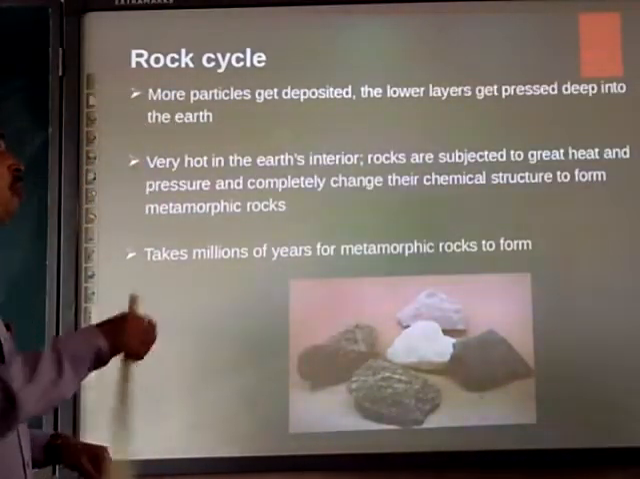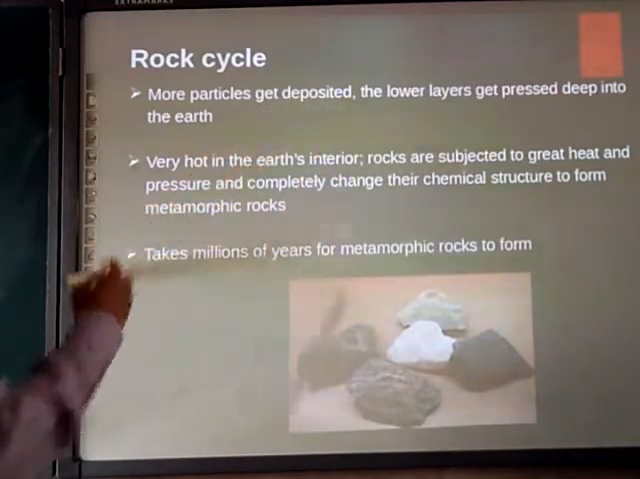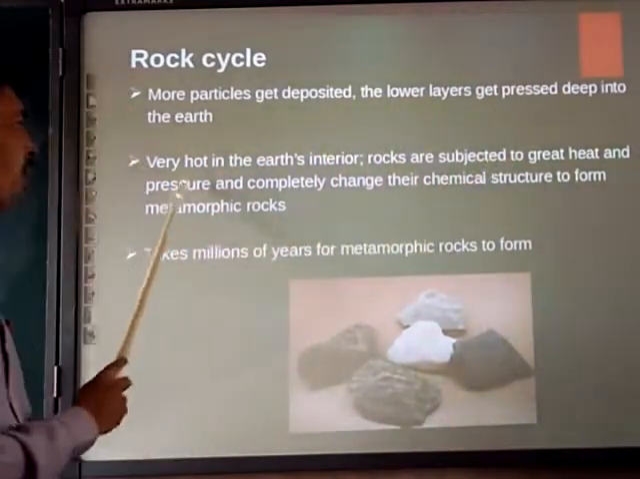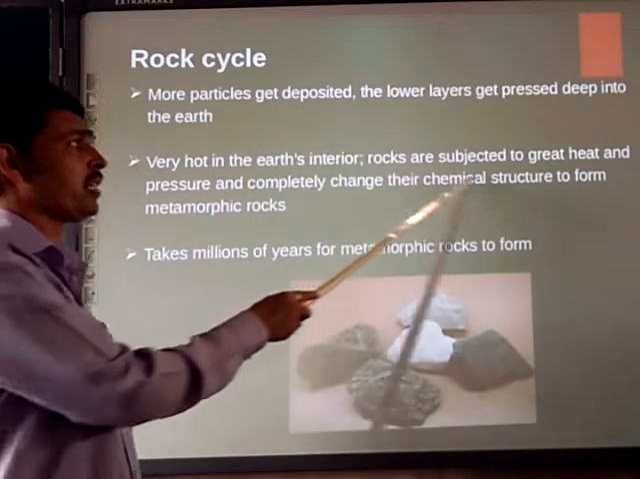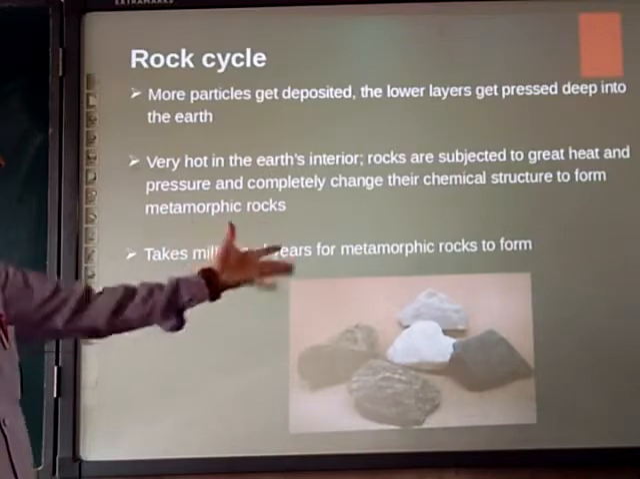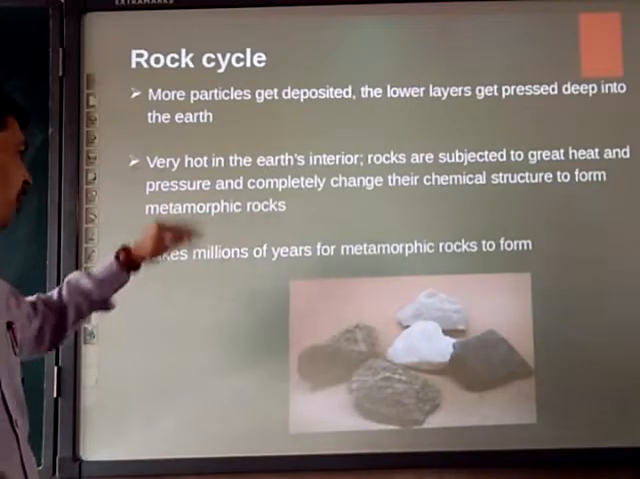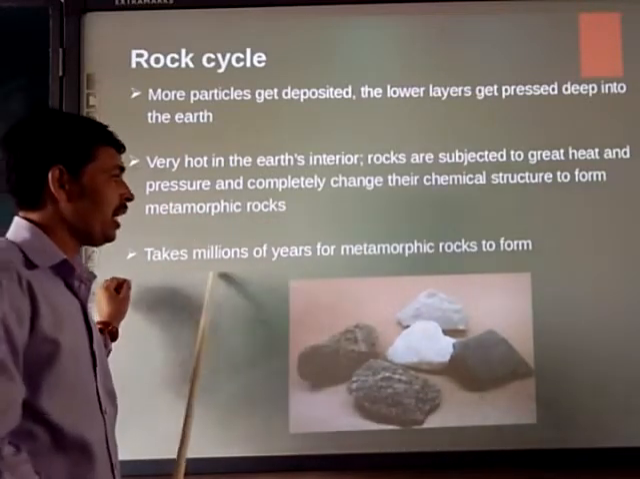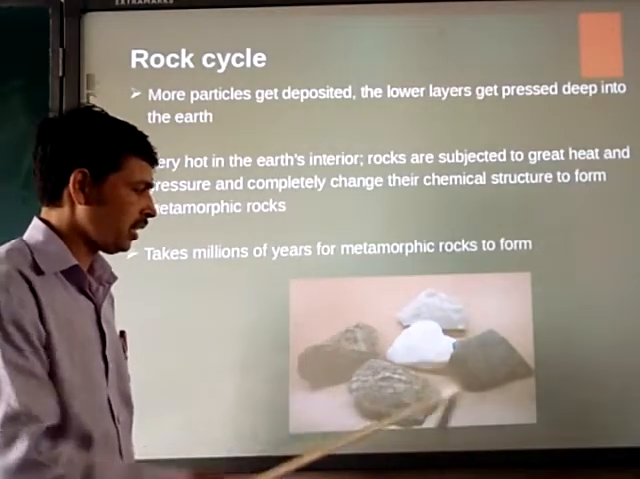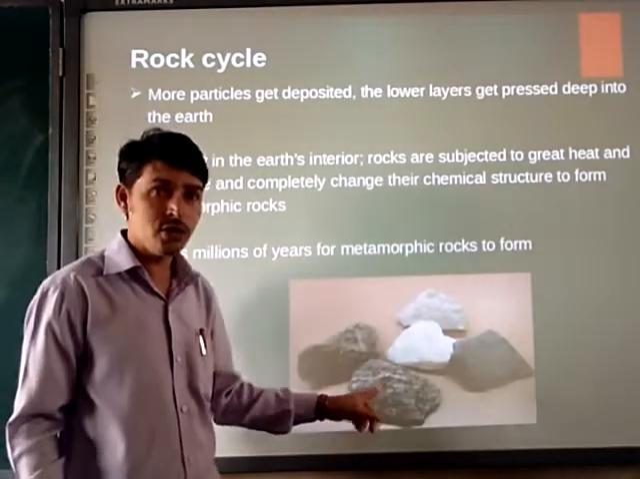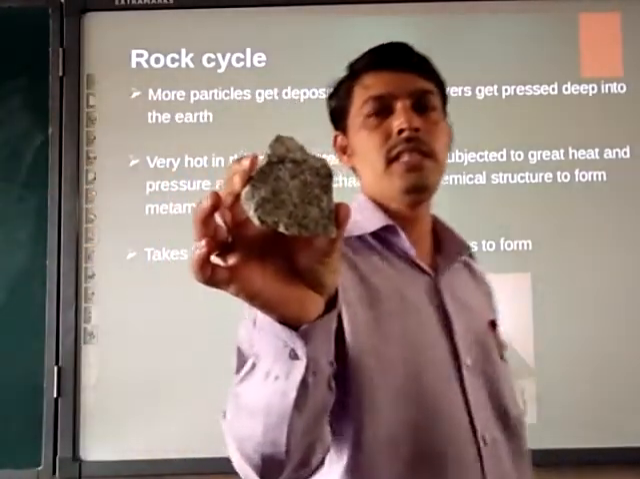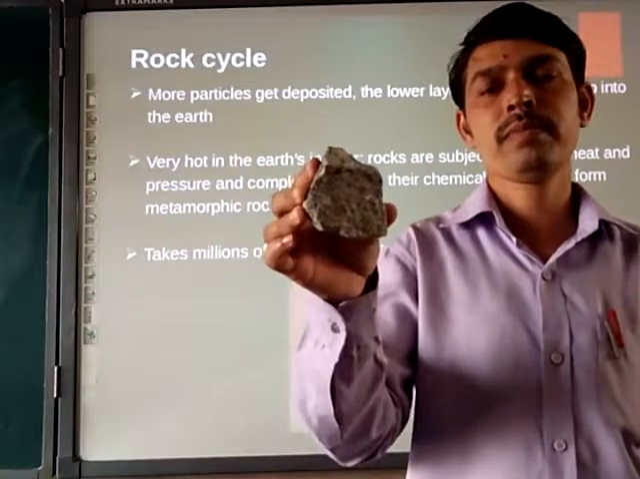Here, the more particles get deposited, the lower layers get pressed deep into the earth, where it is very hot. The interior rocks are subjected to great heat and pressure, completely change their form and become metamorphic rock. It takes millions of years for metamorphic rock to form. So here are the examples of metamorphic rock. This is the metamorphic rock I brought for you.